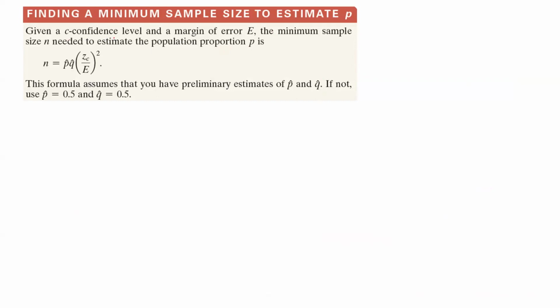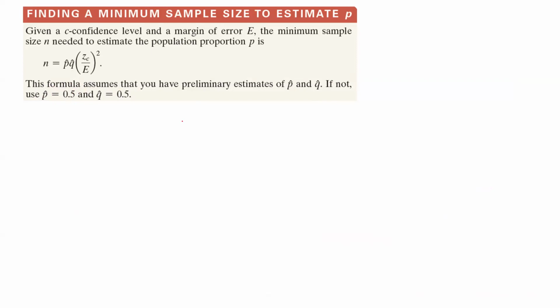Suppose you have C confidence level and a margin of error E. The minimum sample size N needed to estimate the population proportion P is p hat times q hat times zc divided by E to the second power. Just an important piece of information: if there is no information about p hat and q hat, then you have to use common sense, 50%, 50%.